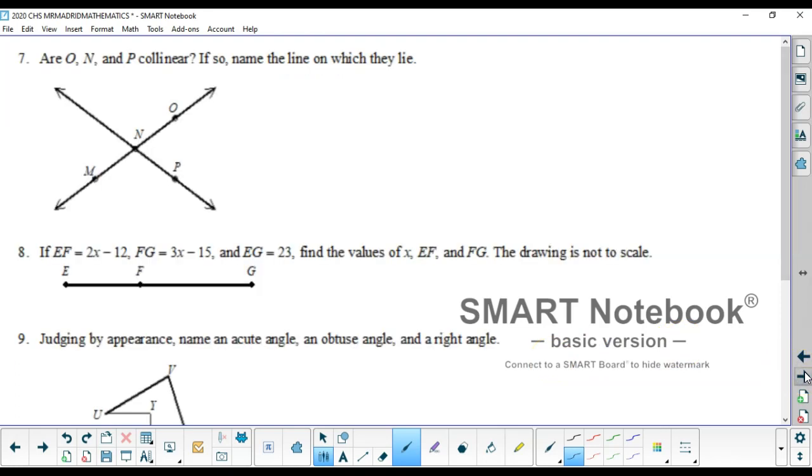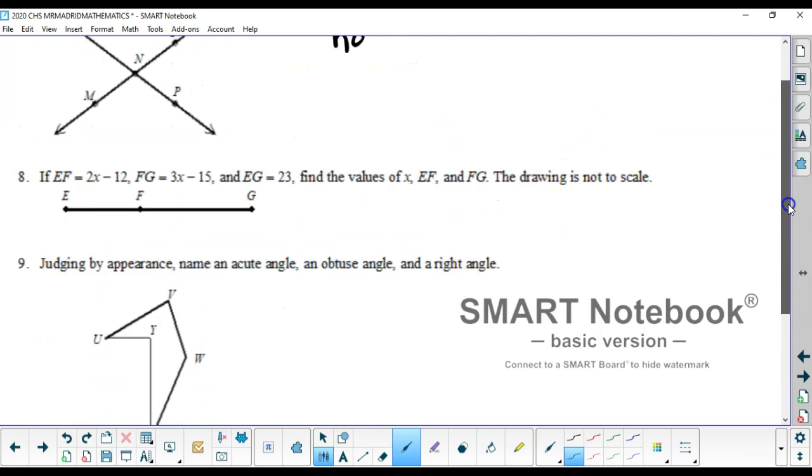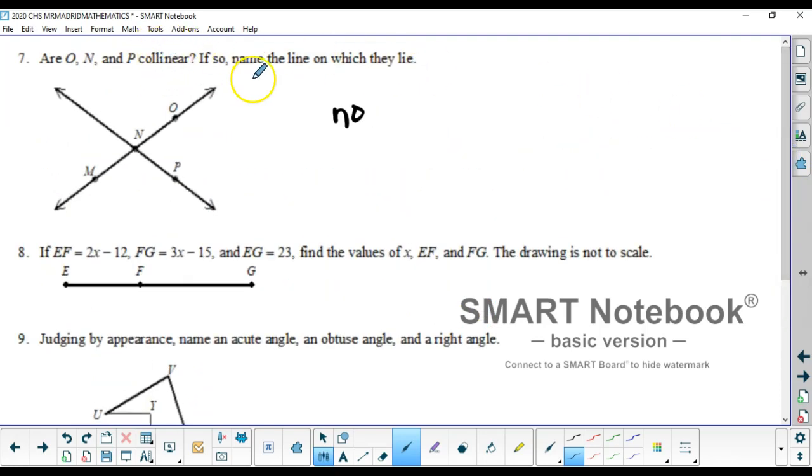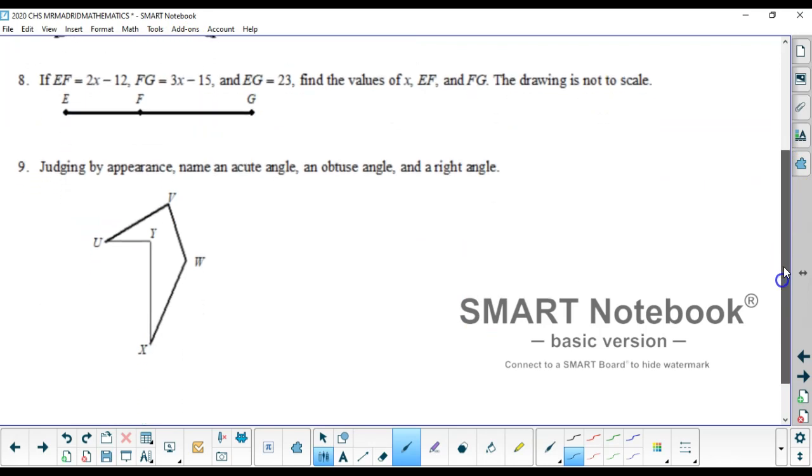And next, are O, N, and P collinear, right? Collinear, on the same line. If so, name the line on which they lie. O, N, and P, are they all on the same line? Kind of tricky, but no. Next. So the main thing on that one is vocabulary, right? Collinear.